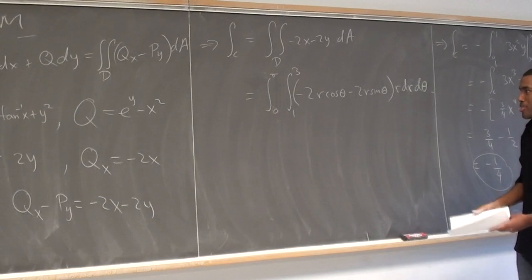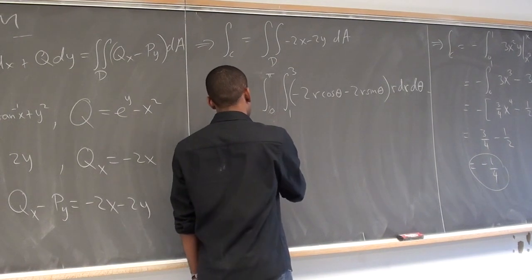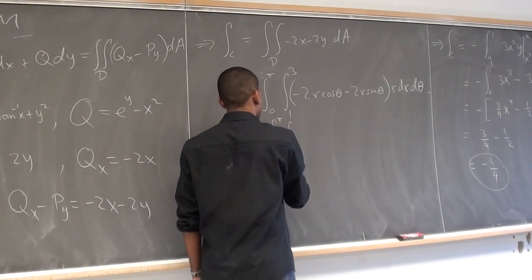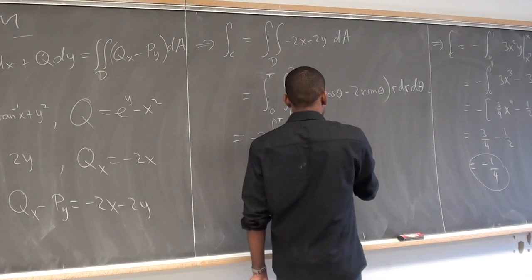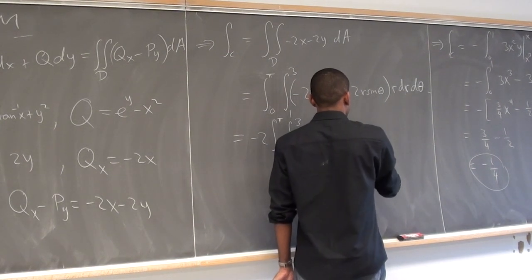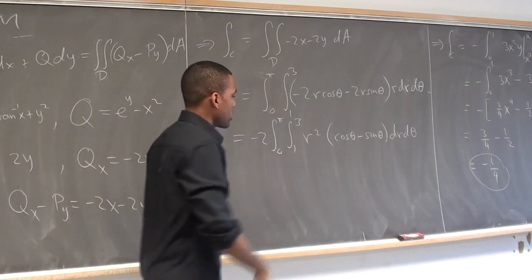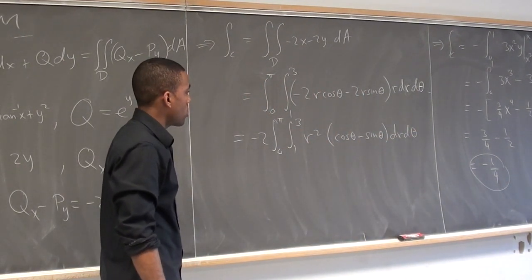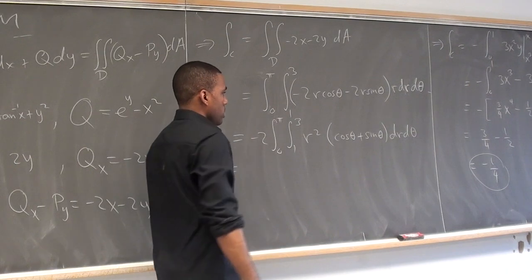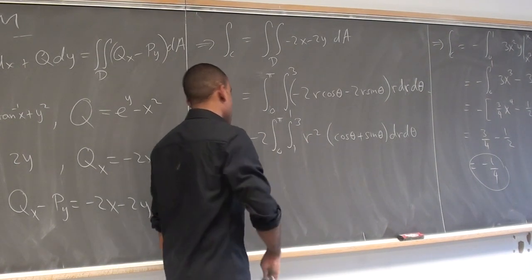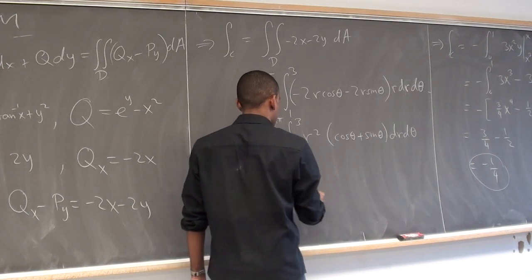Actually, I've done 2 quizzes so far. You should know it by now, right? So this is actually, you take the minus 2 out. This is r squared. Factor all the r's, bring it to the front. It's going to become positive. Cosine theta plus sine theta. So you do the r first, which is r cubed over 3.